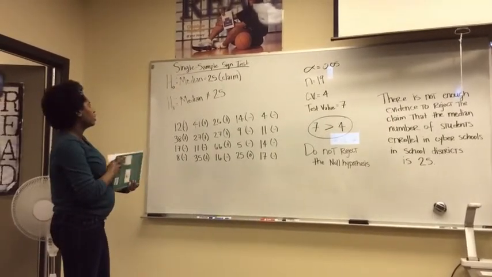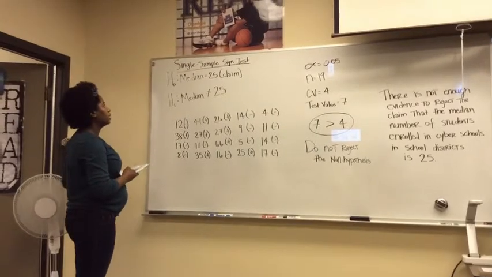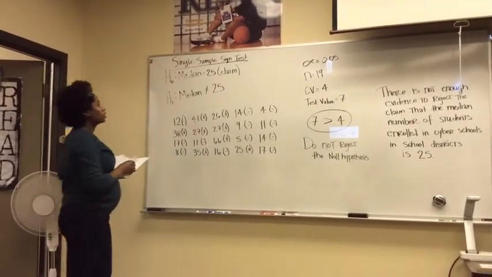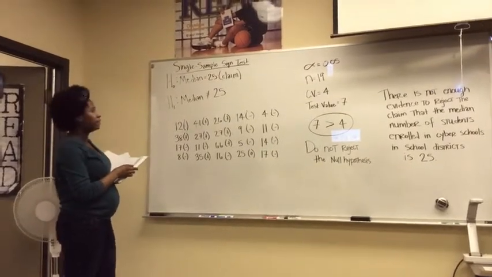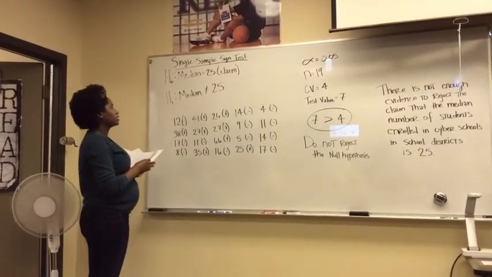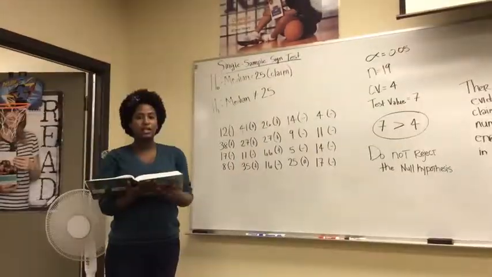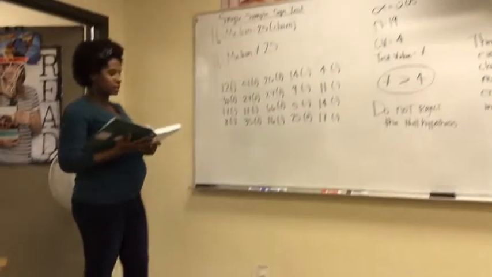Okay, so here the projected median is 25. So your null hypothesis is 25, and that's your claim. And then the alternative is that the median does not equal 25. Okay, good. I'm sorry. This is an example for a single sample sign test.